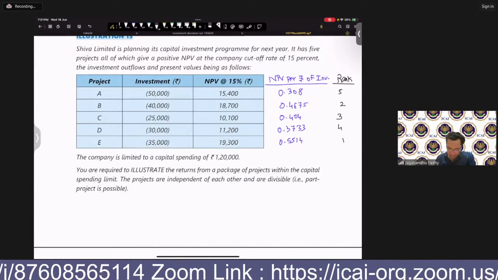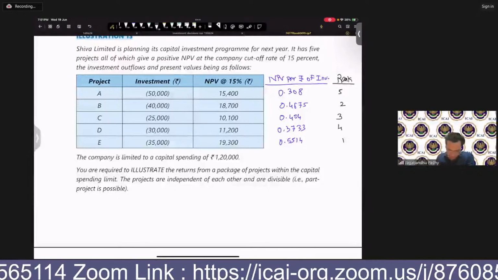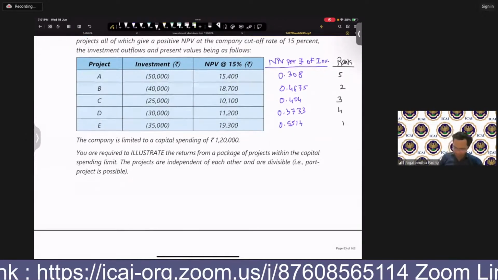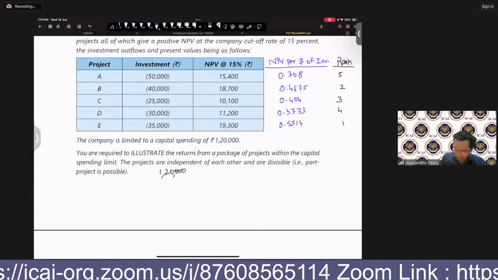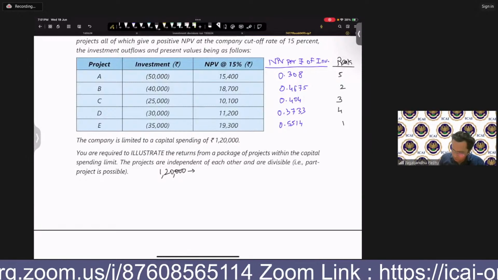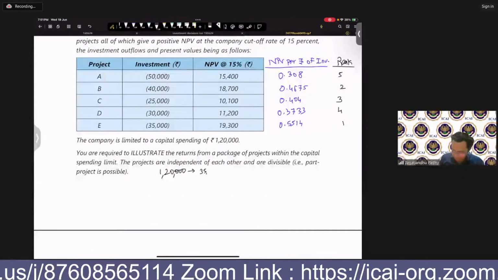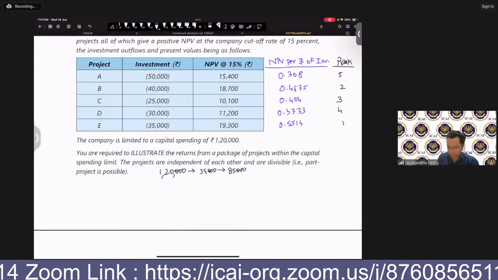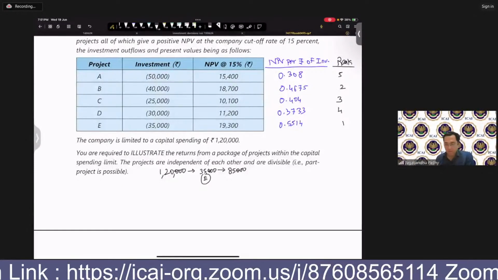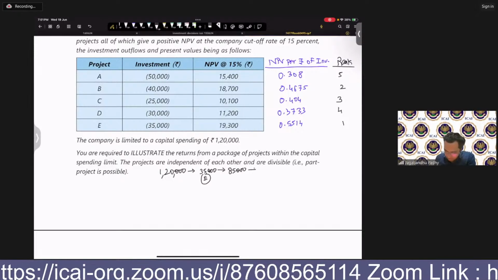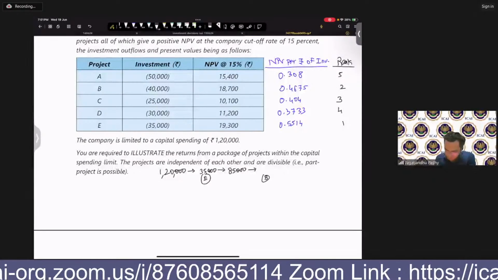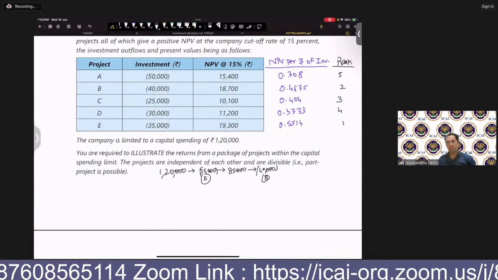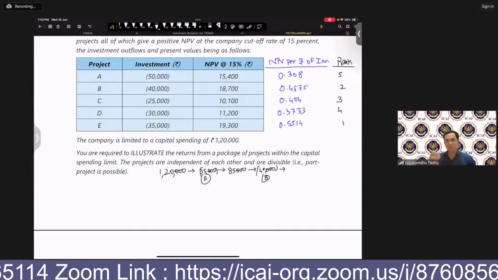Now, based on this rank, since the projects are independent and part projects are possible, in that case we are going to invest first our investment of 1,20,000 in the rank 1 project, which is 35,000. So after investment of 35,000, you are left with 85,000, right? So this has gone into project E. From that 85,000, you will go to the second ranking project, which is project B, and that is 40,000. So out of 85,000, 40,000 is spent in project B.